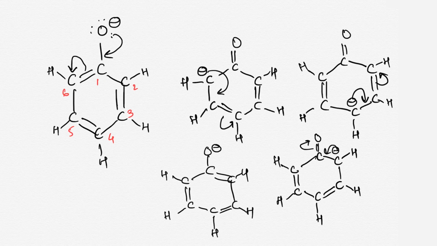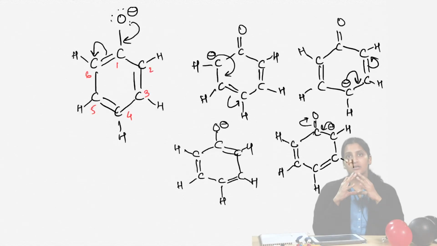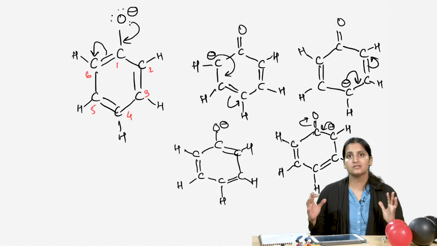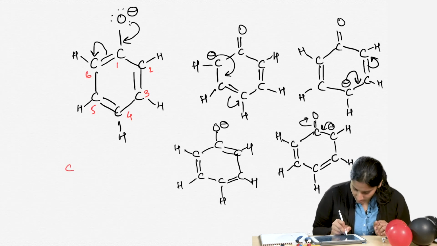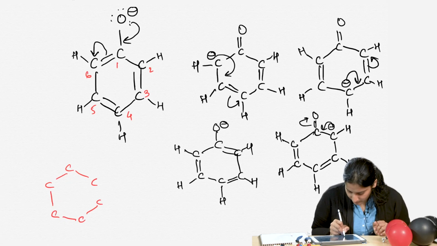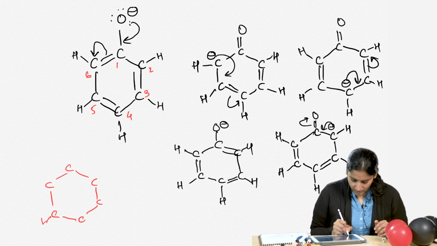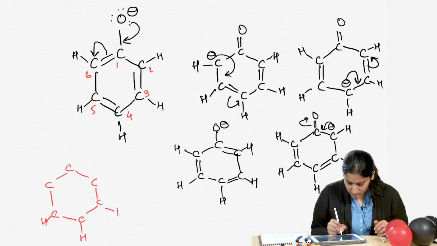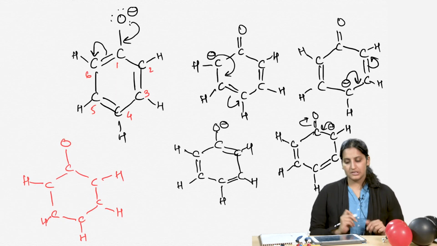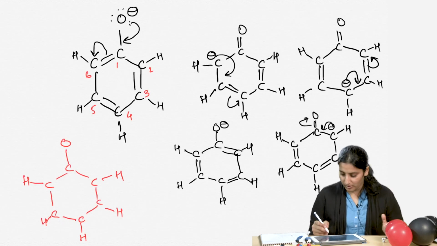Now, if I have to draw a resonance hybrid for all of these, first I have to draw the sigma bond framework, the bonds that did not break while I was drawing these resonance structures. All the carbon hydrogen sigma bonds also did not break, so I am going to draw those as well, and the carbon oxygen sigma bond also did not break. So, that is the sigma bond framework.